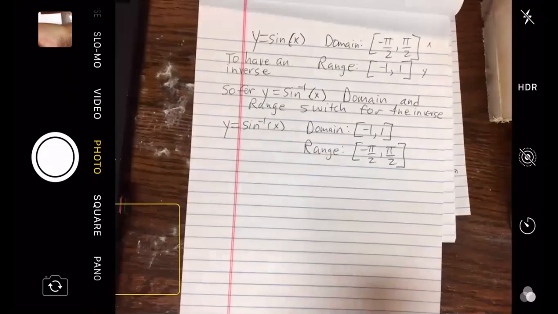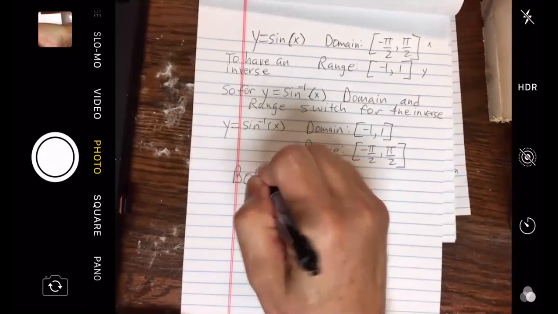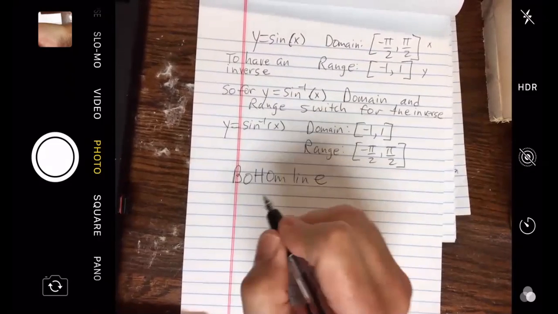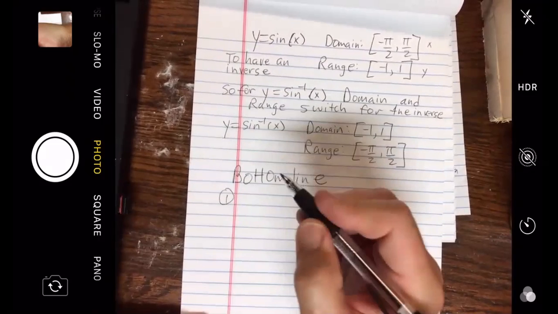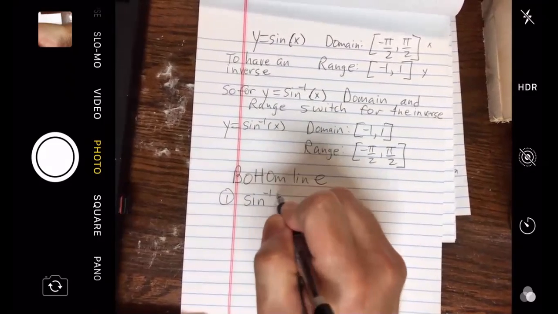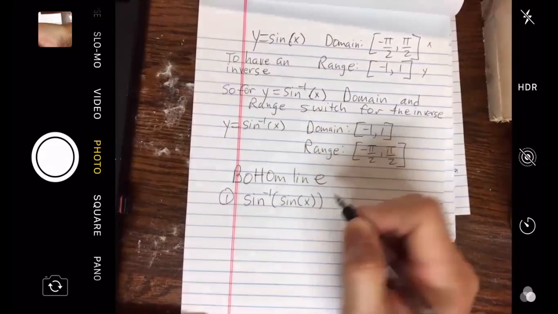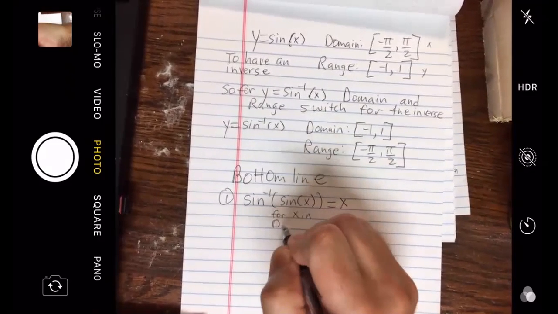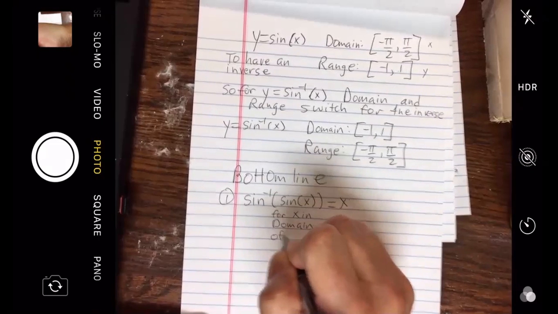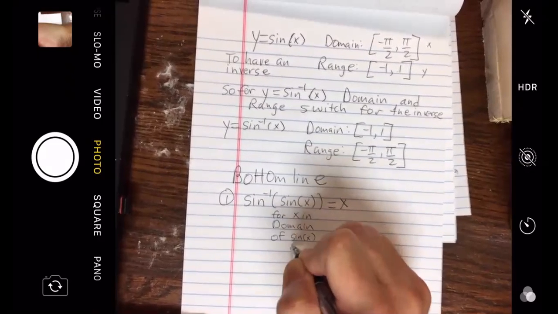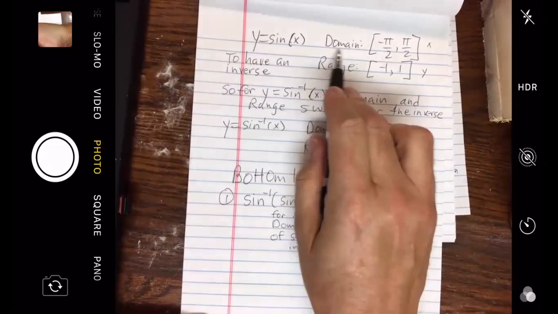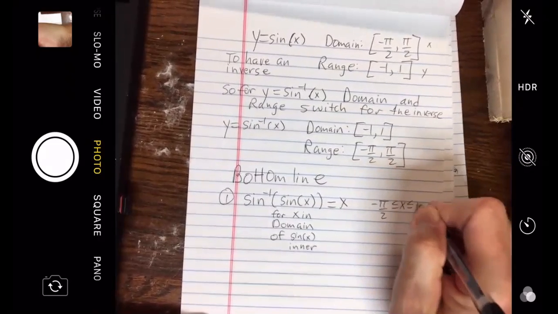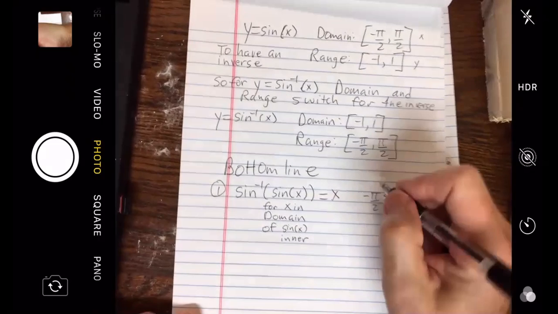Bottom line. We'll punch the keys in this order. Arcsine of sine of x equals x for x in domain of sine of x, the inner one. The domain of sine is this, from minus pi over 2 less than or equal to x less than or equal to pi over 2. Basically the right half circle.